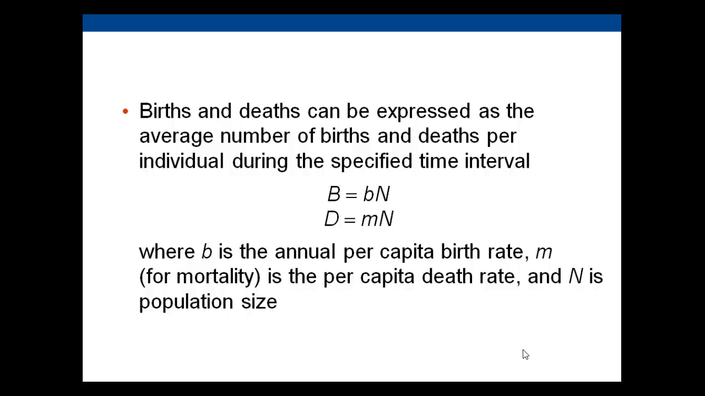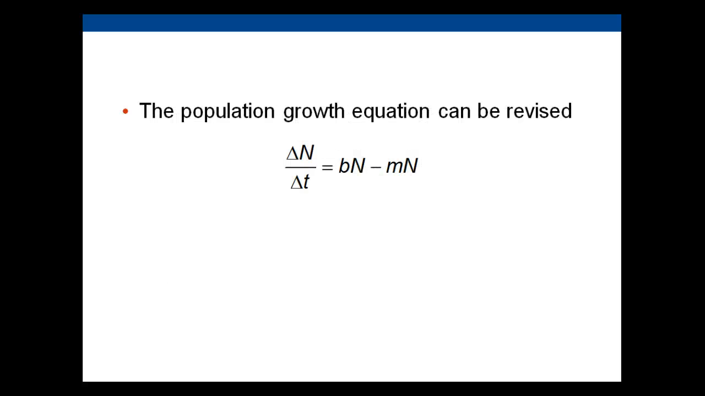And your birth and death rate can be expressed as the number of births per individual during the specified time interval, where little b is the annual per capita birth rate and m is mortality. They actually go through and define these in the AP formula sheet. So we can revise that. Our change in population divided by the change in time is your birth rate times N, and your mortality rate times N, so your bN and your mN.